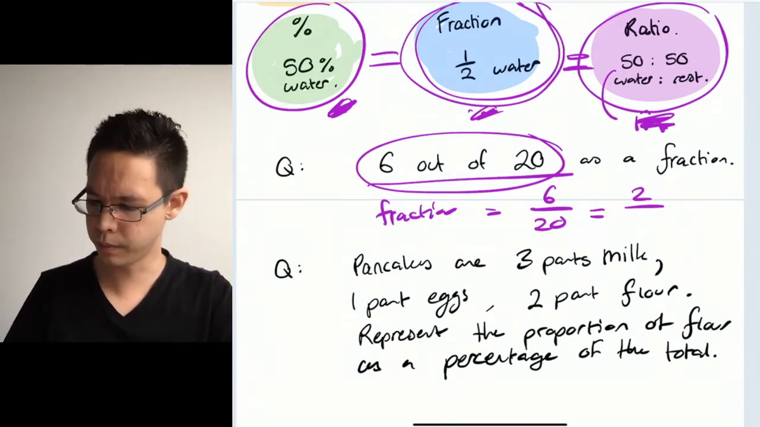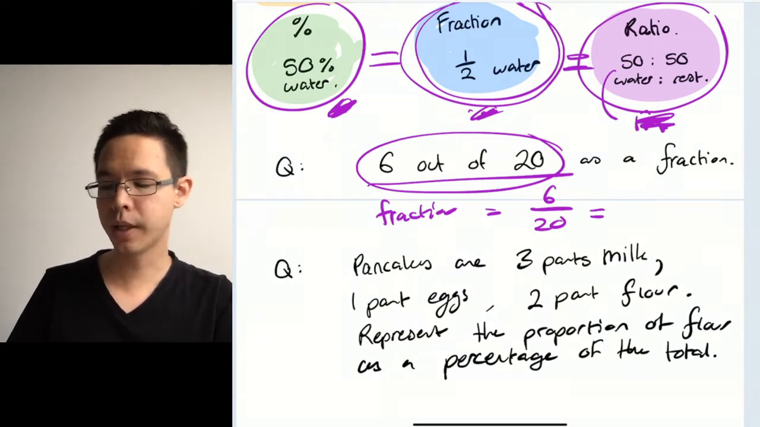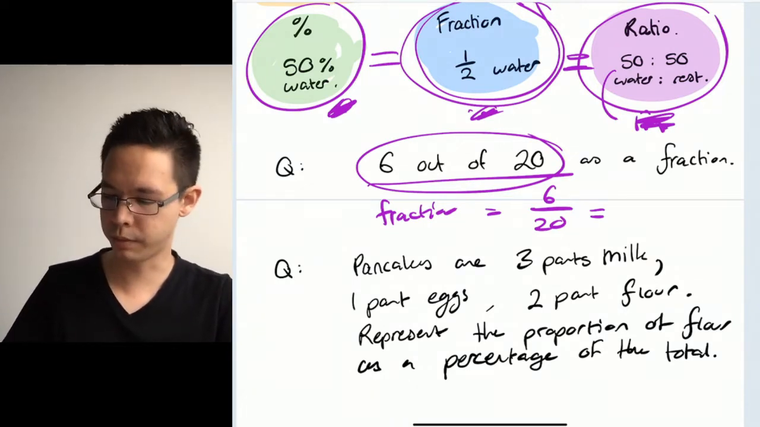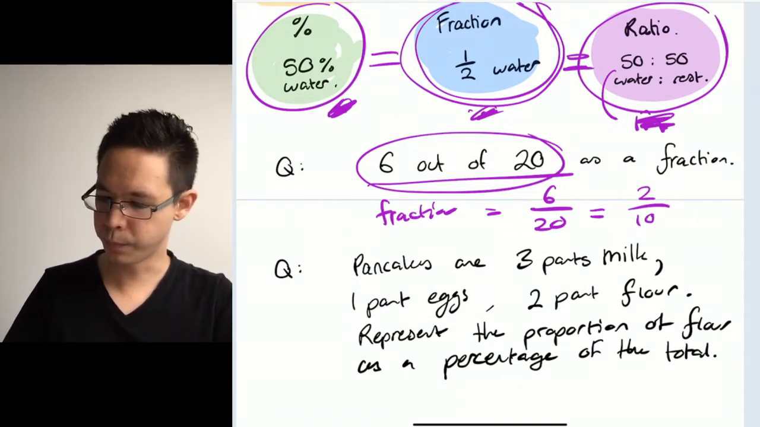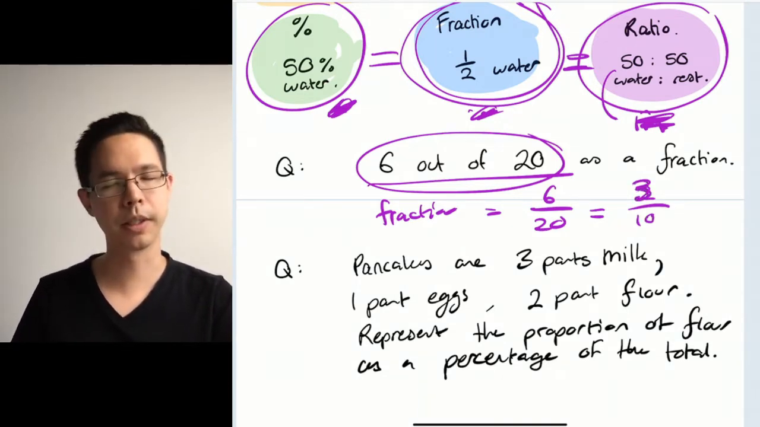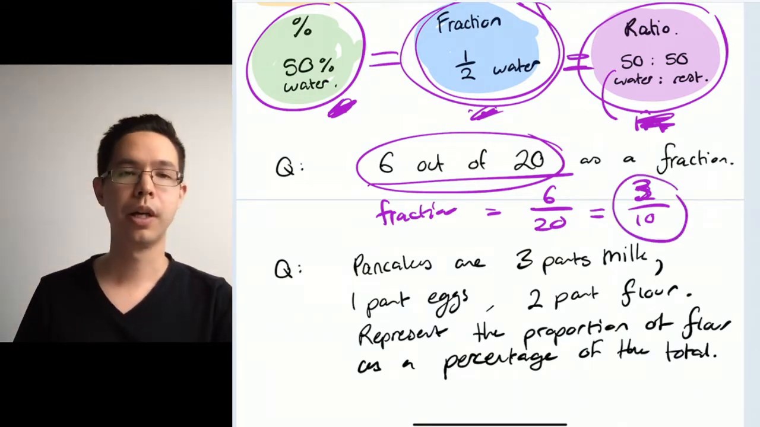Oh, hang on, is that right? 6 divided by 3 is 2. No, I can't divide top and bottom by 3. I have to divide top and bottom by 2. I would get this answer. No, this answer. Sorry, buddy, I'm not on my top form today. 3 out of 10. So that'll be the simplest form for that fraction.